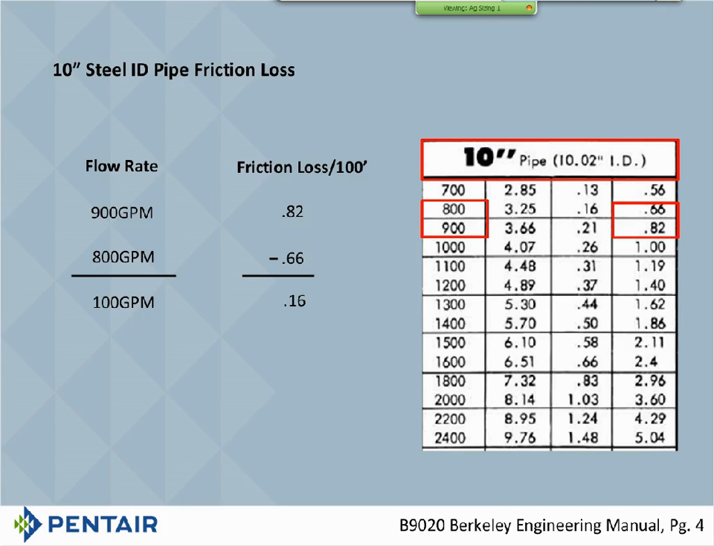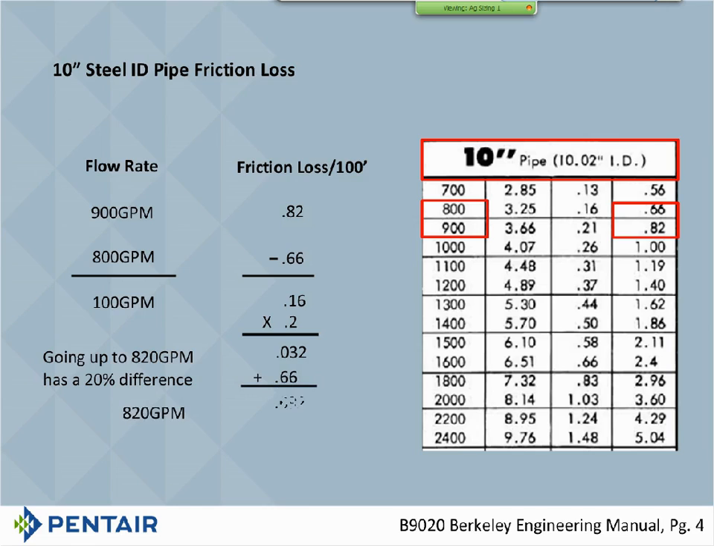If we go up from 800 to 820, 820 is going to be 20% of the way up from 800. So if we take 20% times 0.16, we find 0.032. Add that 0.032 to the 0.66, and your 820 is going to equal 0.692.